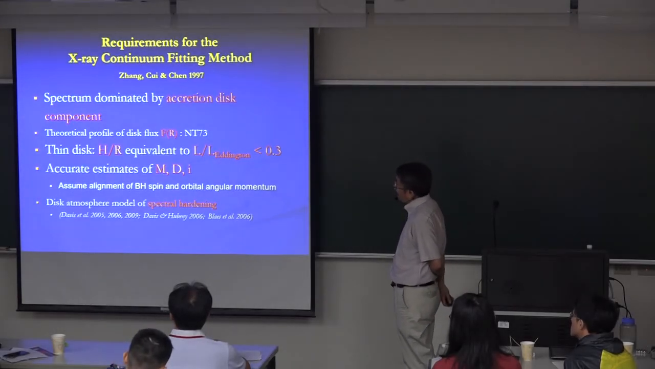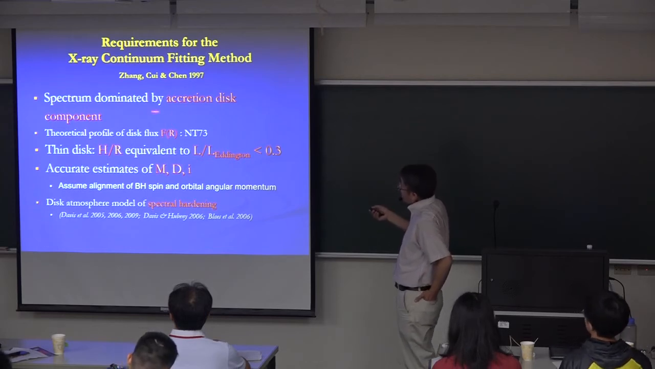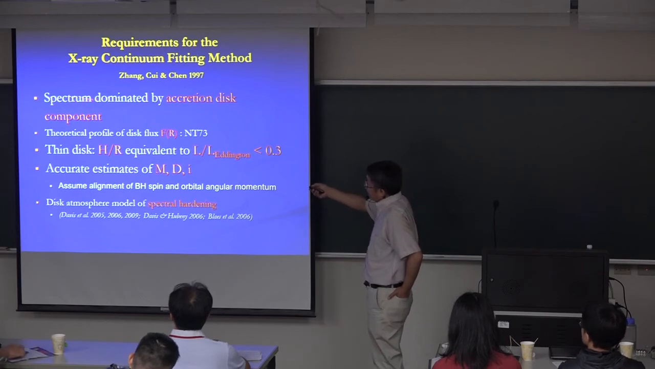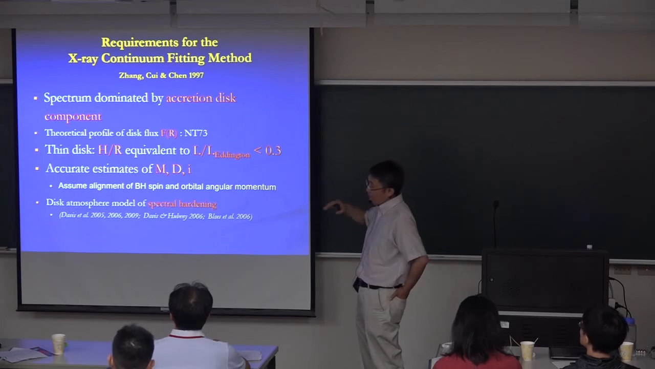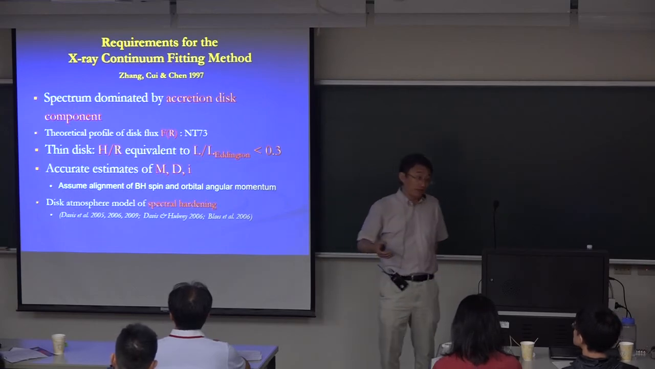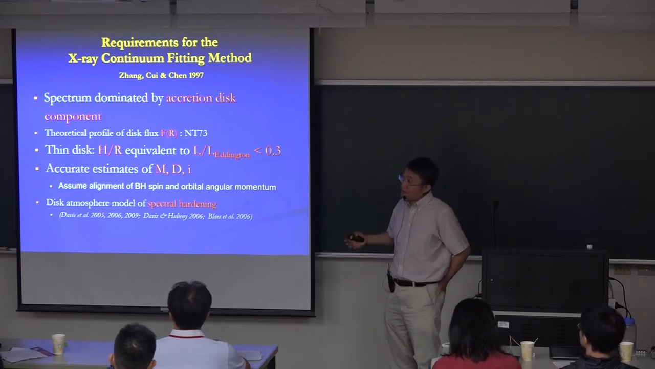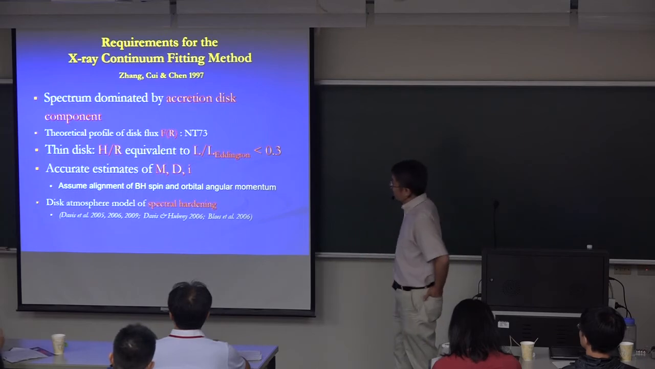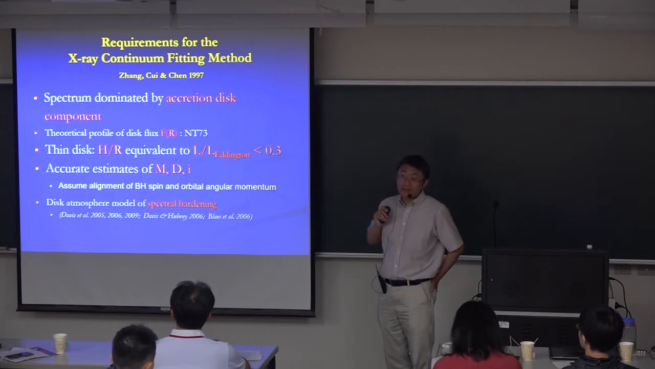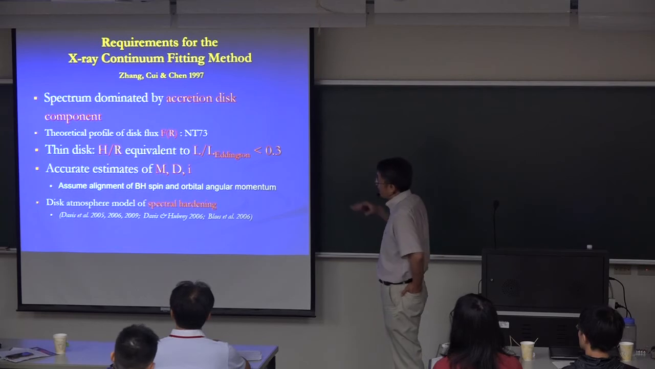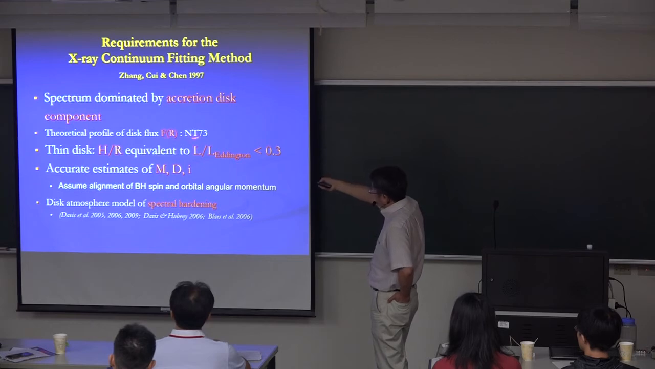So technically, measuring black hole spin requires some other things. First, the spectrum must be dominated by the accretion disk component, and should not be contaminated by, for example, hard X-rays and so on. Because hard X-rays, as I will talk about later, are produced by something else, the corona, not the pure accretion disk. So this means we have to look for the standard high soft state of a black hole X-ray binary, with a very clean spectrum.